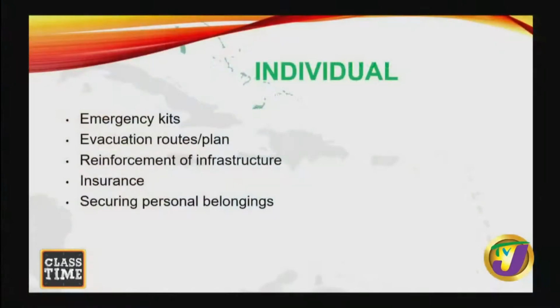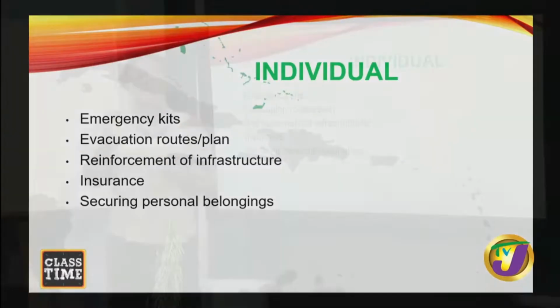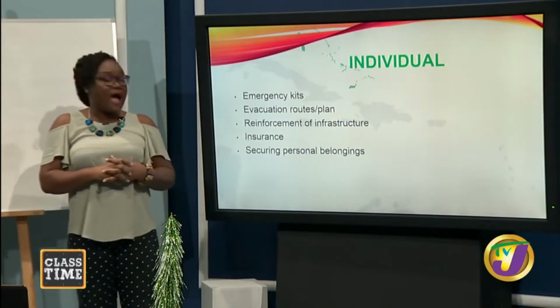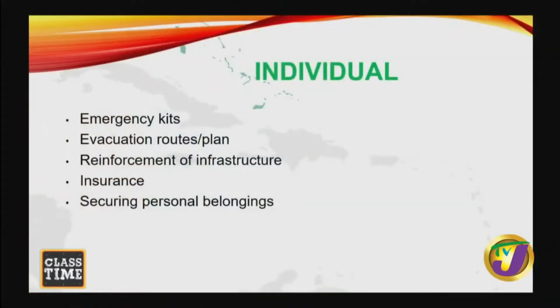You want to ensure you have an emergency kit in the home, right? Medication, if you have elderly people or people with any other kind of diseases, you want to ensure you have all of that. Band-aids, anything that is important just in case somebody gets hurt. You need to have that emergency kit. You need to have an evacuation route or plan.